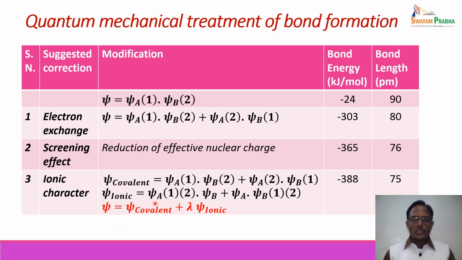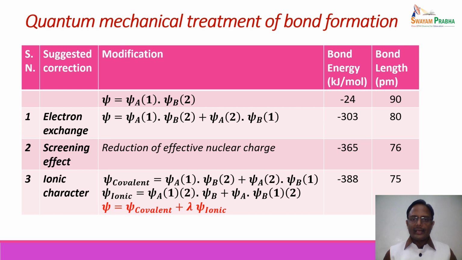Covalent probability is stronger or higher as compared to ionic probability. But still, if we consider both of them and mix them together to give the resultant wave function, we come to a value of bond energy of the order of -388 kilojoule per mole with a bond length of 75 picometer, which is much closer to the observed value of bond length, even if there is a slight difference in the calculated bond energy and the observed bond energy. But still, this is a limit where we can reach by a theoretical treatment on the basis of quantum mechanics for the H2 molecule formation.